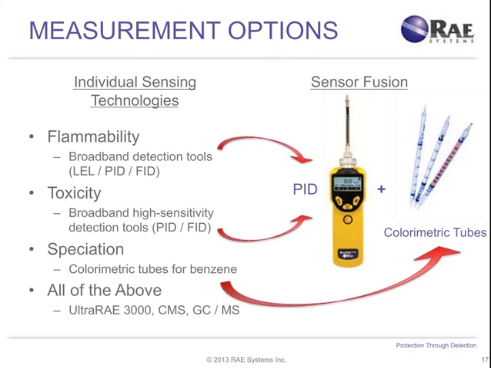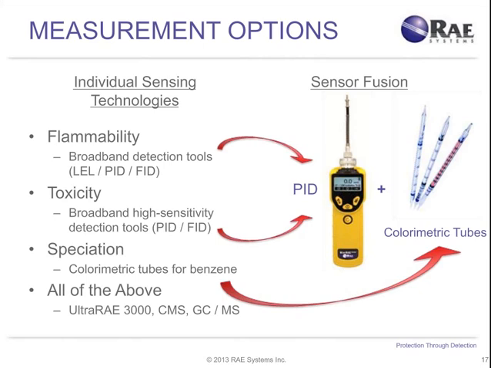But let me continue with the individual sensing technologies. So flammability for benzene can be measured by a catalytic bead LEL sensor, a very, very widely used sensor, but you are actually stuck within the percent LEL range there. You cannot use that sensor to measure for toxicity. You can also use colorimetric tubes for benzene to measure within the toxicity range separately, right?